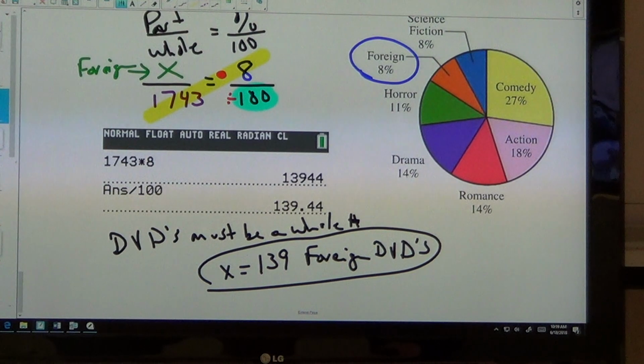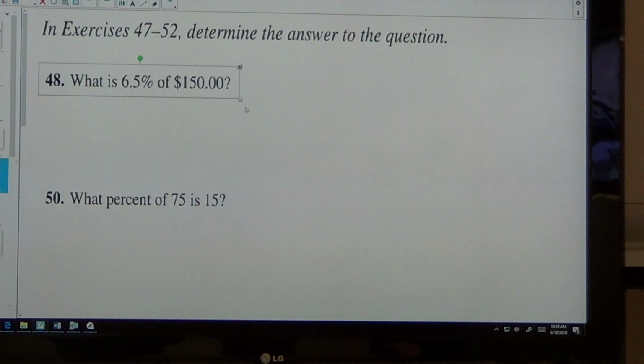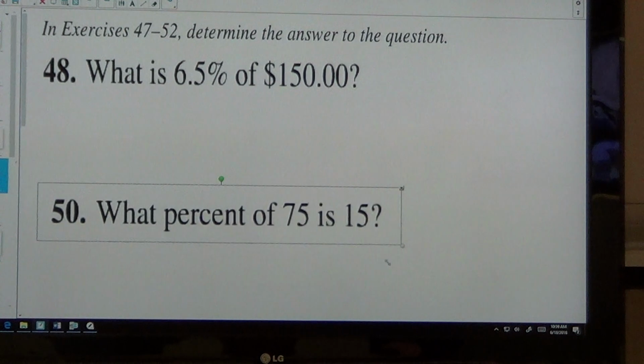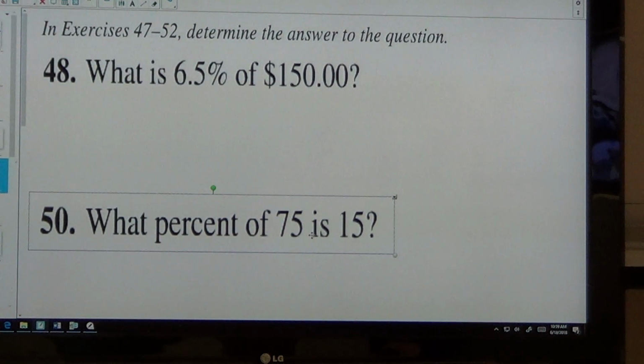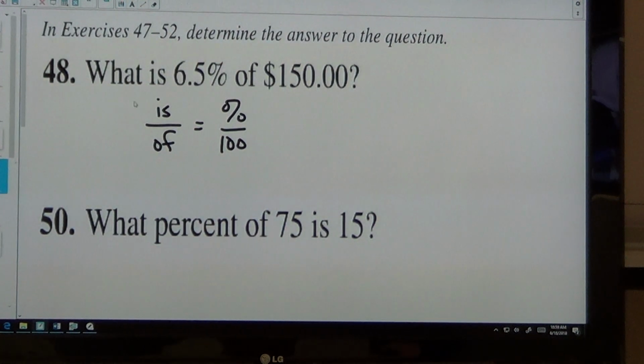Now we're going to do, I think, the short cute ones. The short cute ones are when I use what's called is over of. And I don't use is over of on the long ones because sometimes those get you sucked in. Is over of equals percent over 100. I use these when the problem is very short and cute.